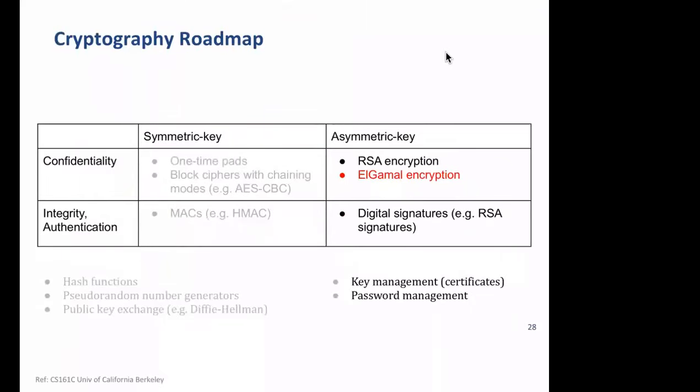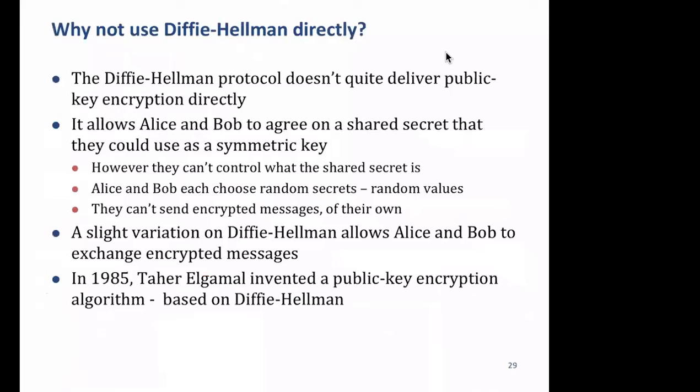Okay, this is where we are. We have seen why not use Diffie-Hellman directly: all we can do is exchange a symmetric key. A participant cannot control the symmetric key, because the symmetric key comes out of a combination of the public keys, private keys, etc. of both parties.